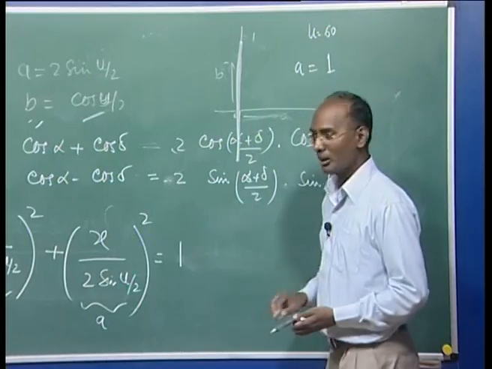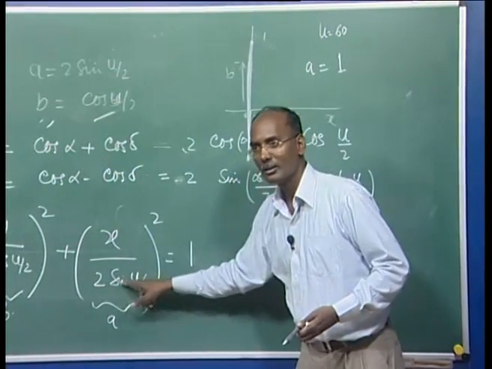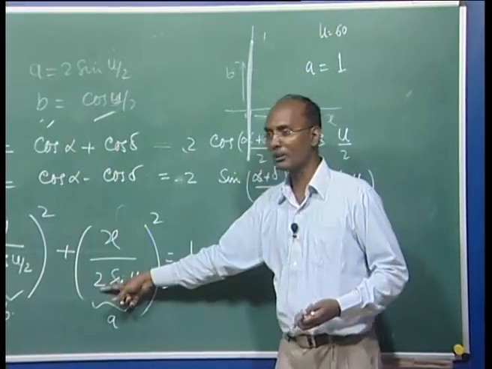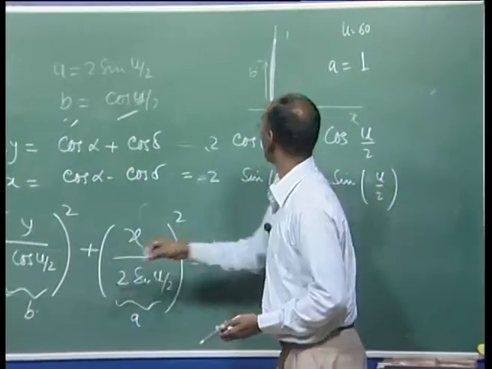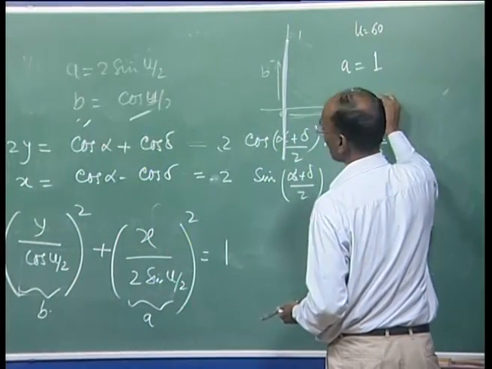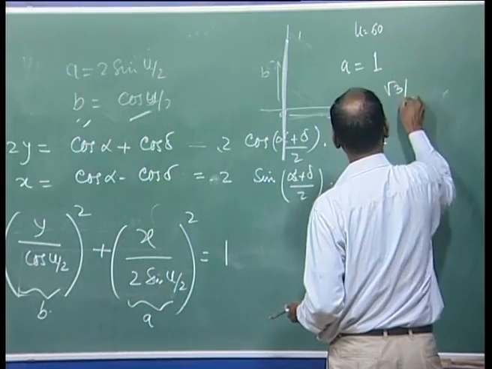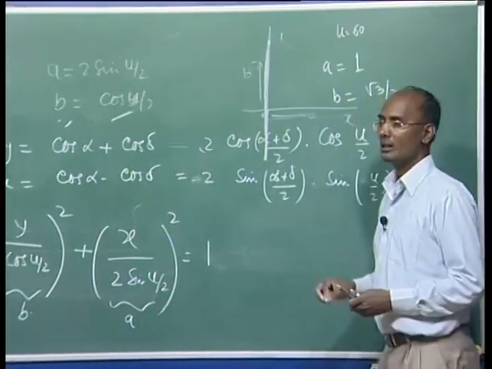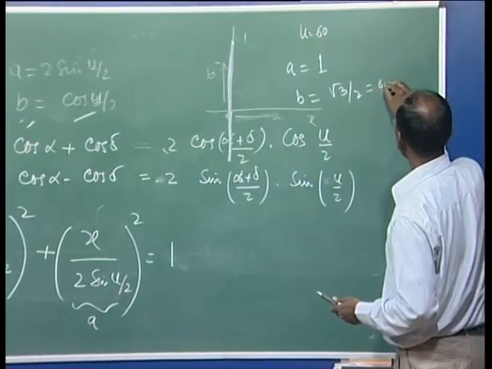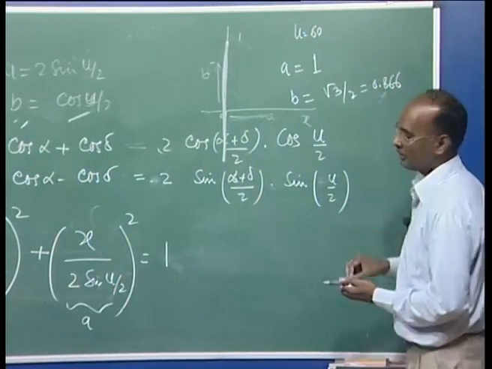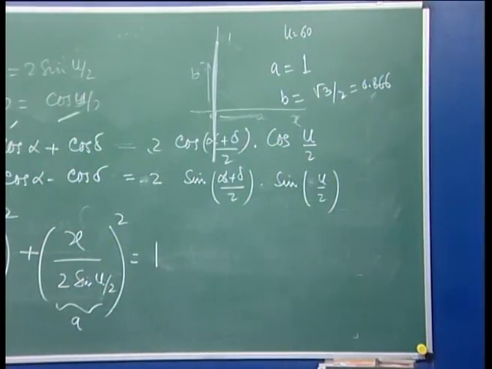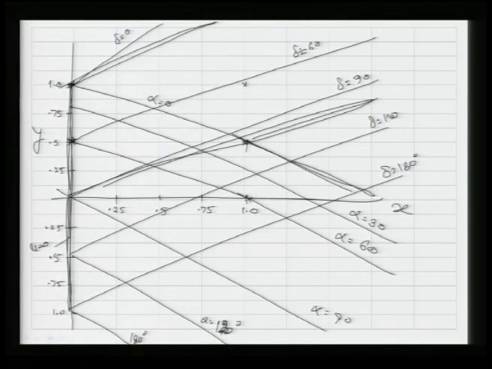unity, because it is sin 30 here, and sin 30 is half, multiplied by 2 is unity. This side we are going to have B, which is cos 30, that is under root 3 by 2, that is 0.866. Means for u equal to 60, we are getting somewhere value here, even though this is a 2.5 difference. So, it is 8.6 I think somewhere here.